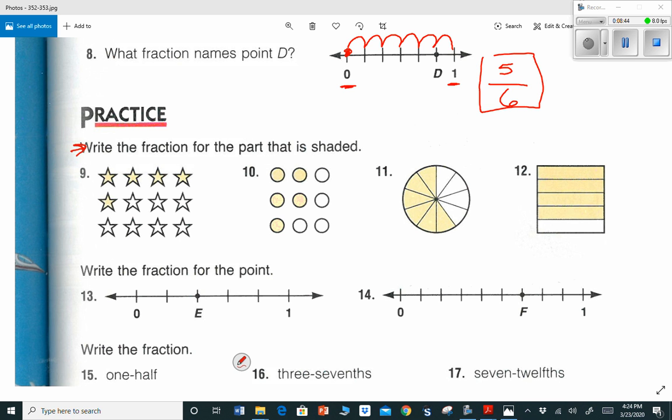Number 9, write the fraction for the part that is shaded. If you count up those stars, we've got 12 of them, so that's the denominator, and 5 of them have been shaded. Number 10, we've got 9 circles, and 5 have been shaded. Number 11, there are 10 pieces of pie, let's call them, and 6 of them have been shaded. Number 12, there are 5 parts to that rectangle, and 4 of them have been shaded. So just basically naming some fractions.